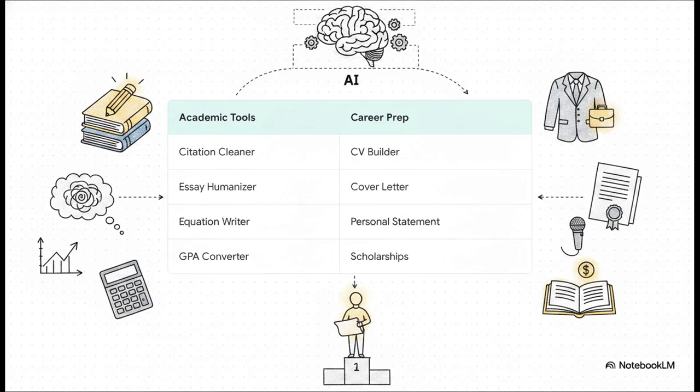On the academic side, you've got tools to polish your coursework, right? Like the AI citation cleaner, the AI essay humanizer, the AI equation writer, and even a handy GPA converter. Then on the career prep side, it directly connects your academic success to the professional world. We're talking a CV builder, cover letter templates, personal statement builders, and a massive database of scholarships. It's a really holistic approach to student success, making sure that all the hard work you put into understanding these academic debates translates directly into real-world professional opportunities.